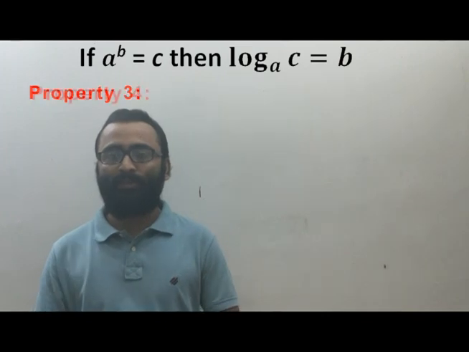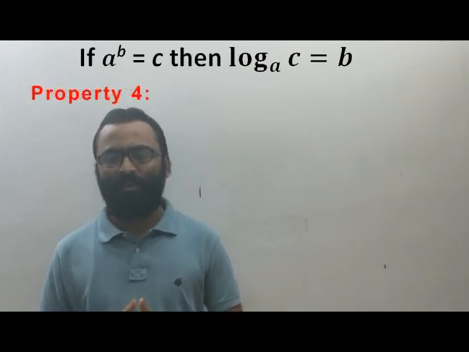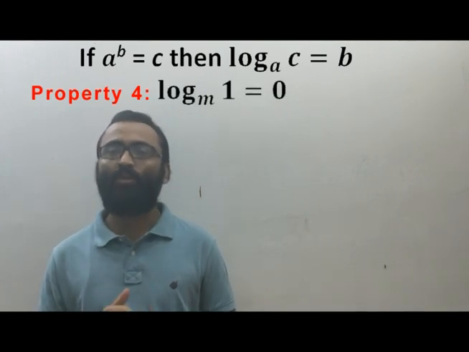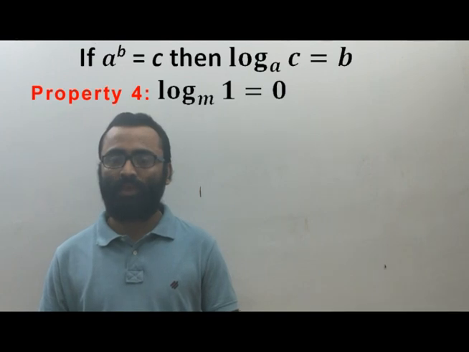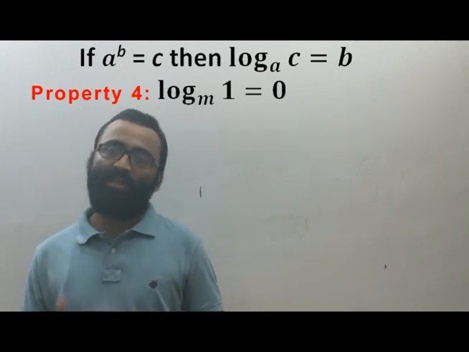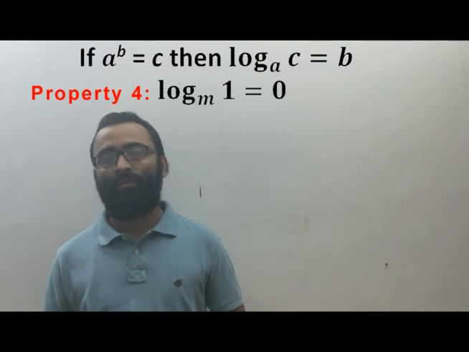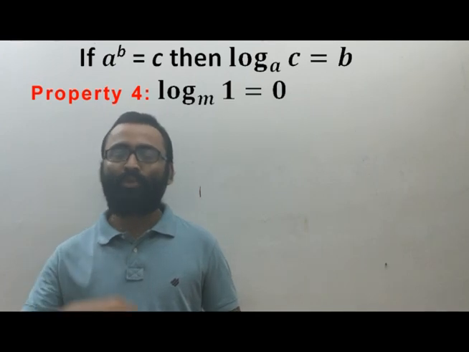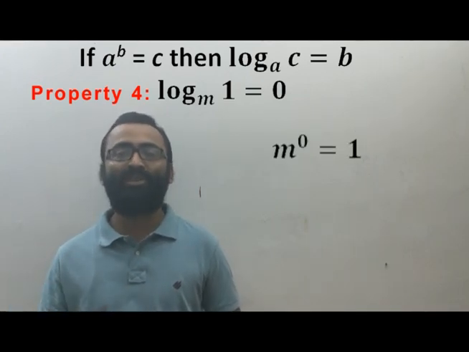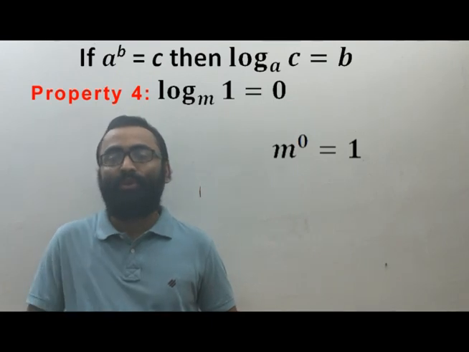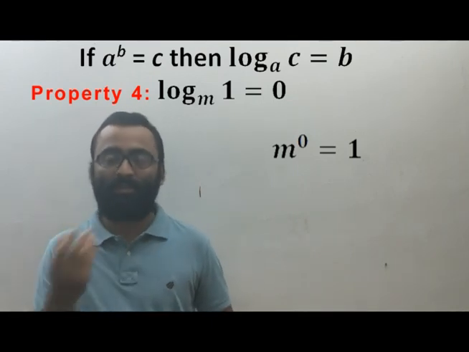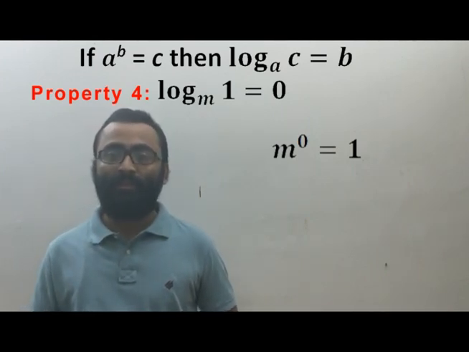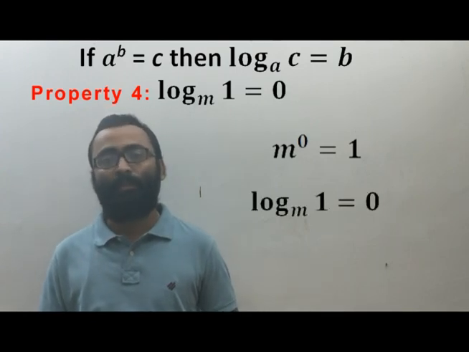And the last property we will discuss today is log of 1 with base m is equal to 0. Okay? It is very simple. We all know m to the power 0 is 1. That means anything to the power 0 is 1. And if we want to go back to the logarithm from this state, what does this imply? This implies that log of 1 with base m is equal to 0.